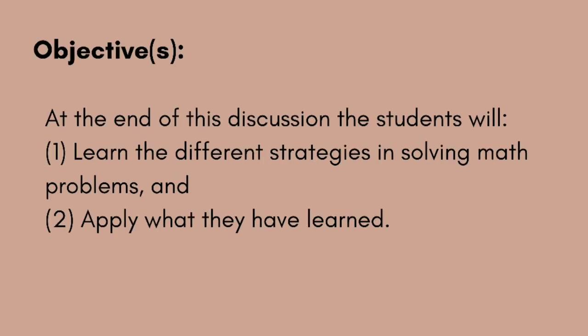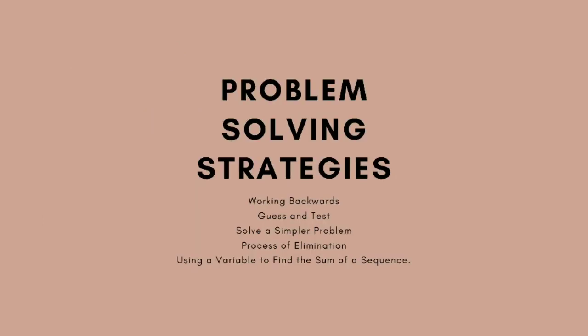But before starting the discussion, here are the objectives. At the end of this discussion, the students will learn the different strategies in solving math problems and apply what they have learned. So now I will discuss 5 of the solving strategies. The first one is working backwards, next is guess and test, next is solve a simpler problem, another is process of elimination, and the last one is using a variable to find the sum of a sequence.